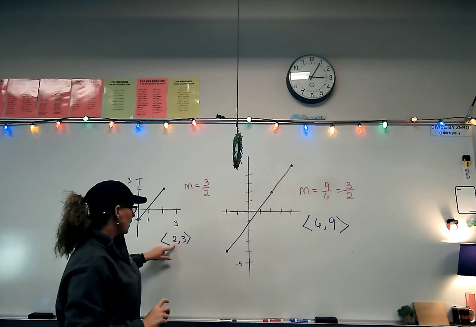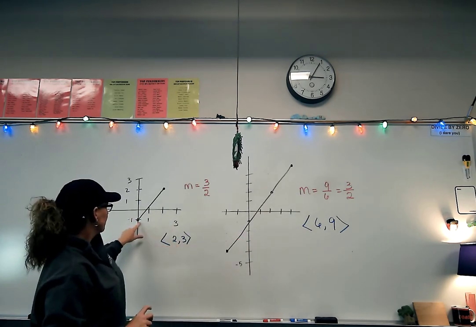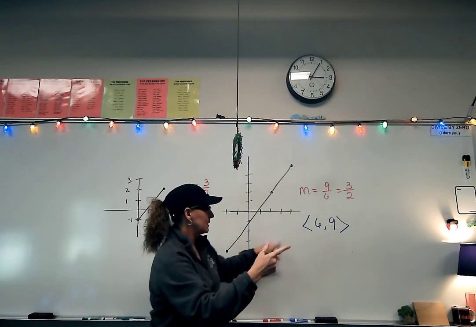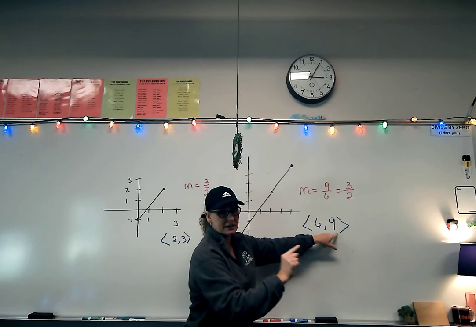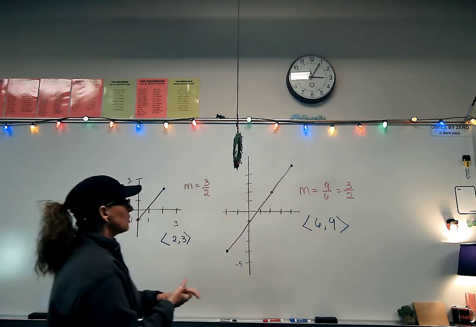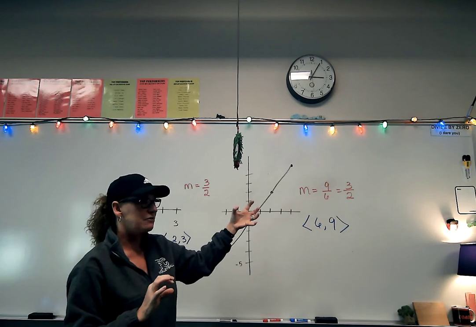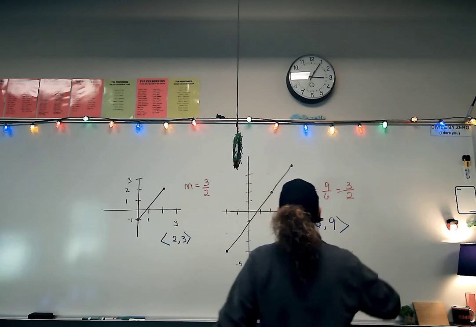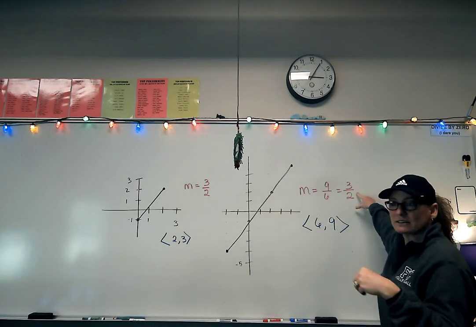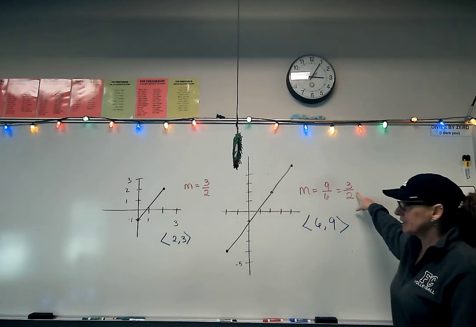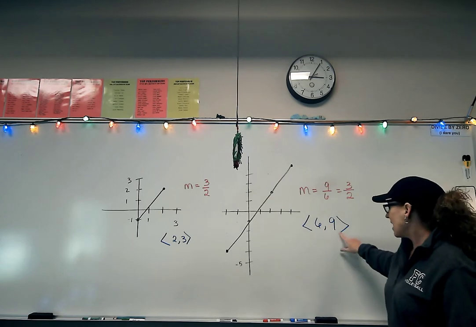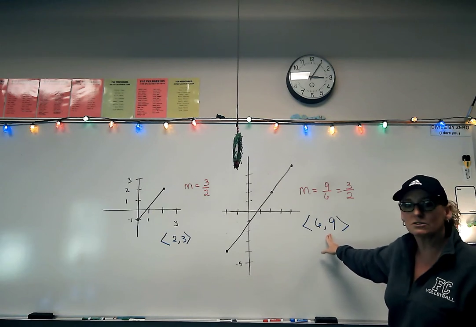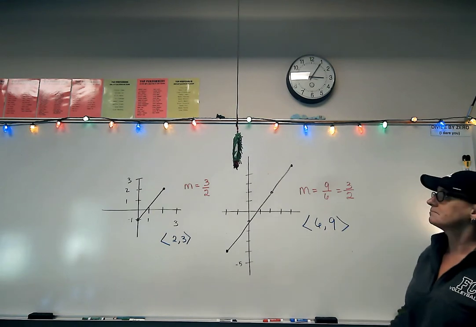But this one's component form is right 2 up 3. This one's component form is right 6 up 9. So just showing you that two vectors that have the same slope might not have the same component form because we usually look at slope as the reduced fraction. So in component form, this is our unreduced slope of our vector.